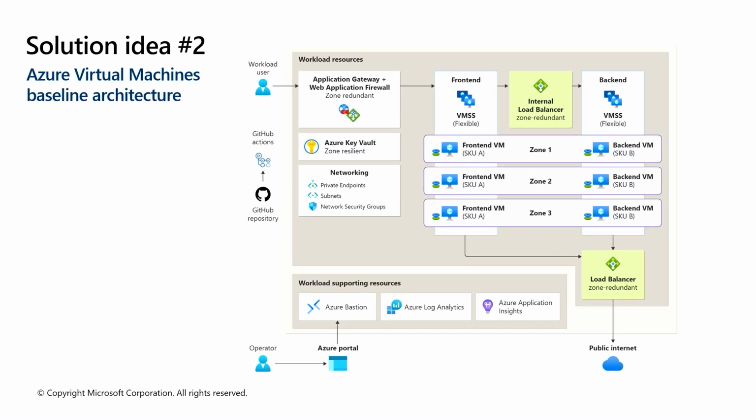From the operations perspective, the operator signs in to the Azure portal or via Azure CLI. They can access the Azure Bastion service while keeping our VMs completely private and securely connect to them over SSL.